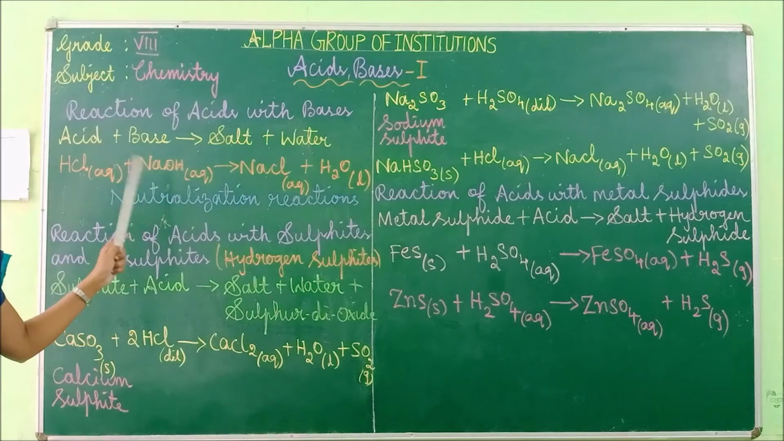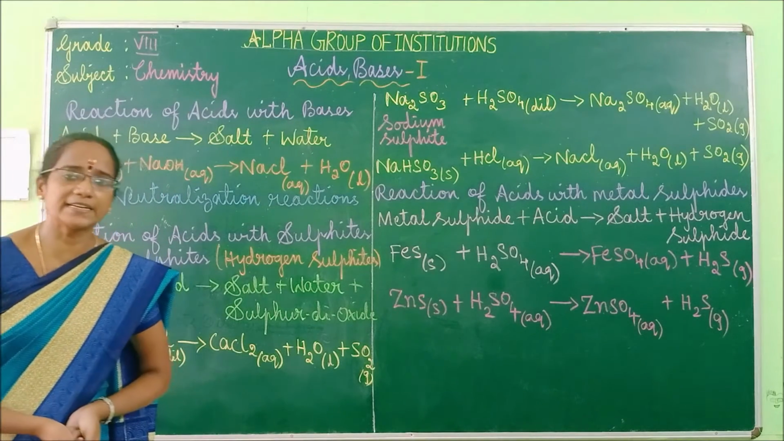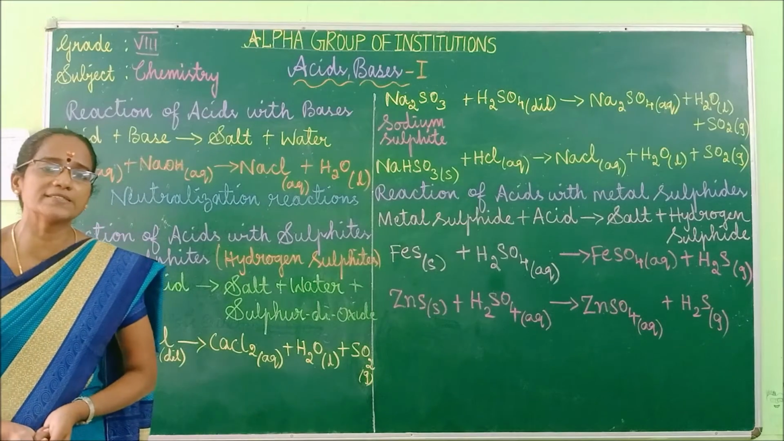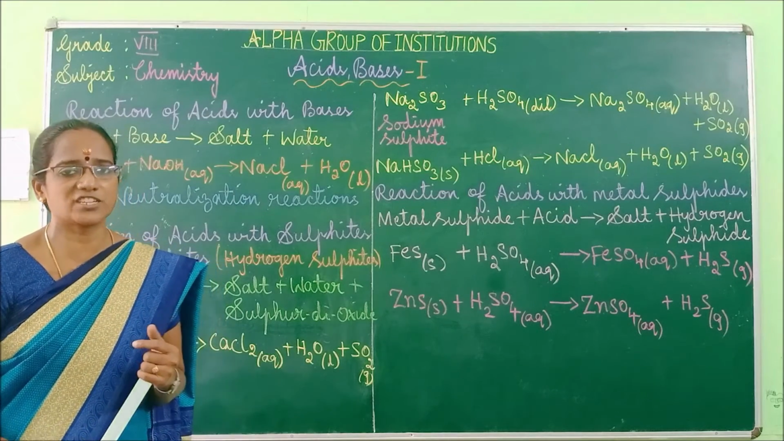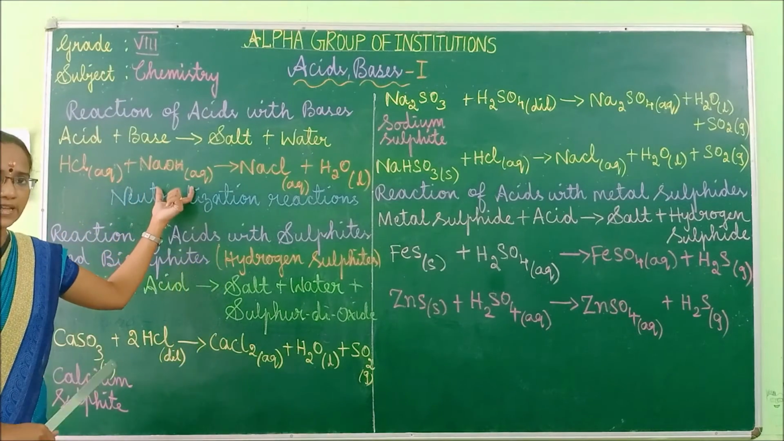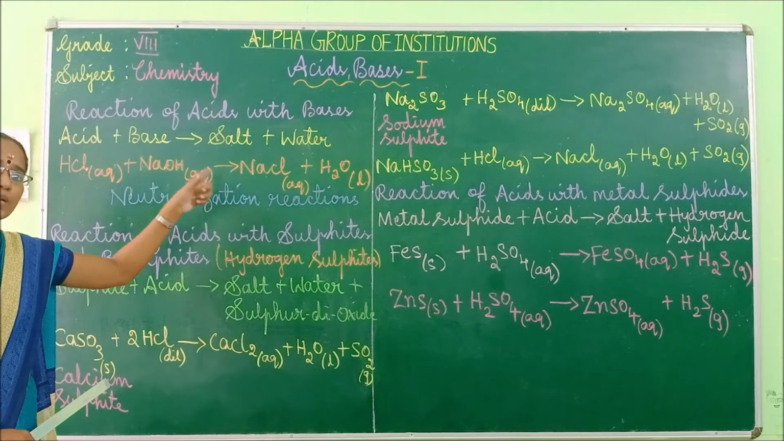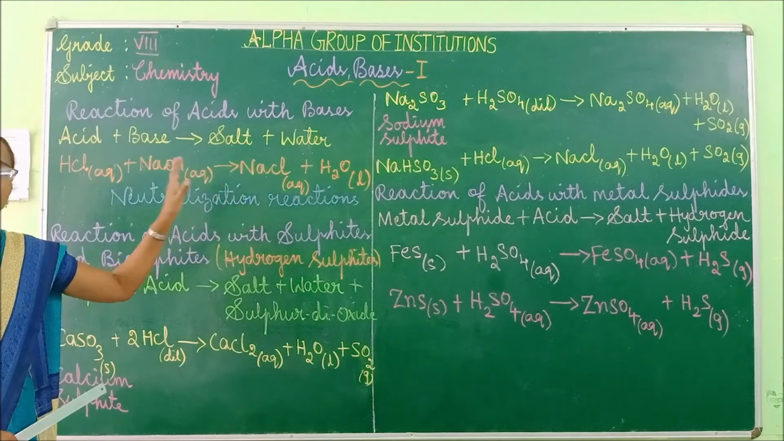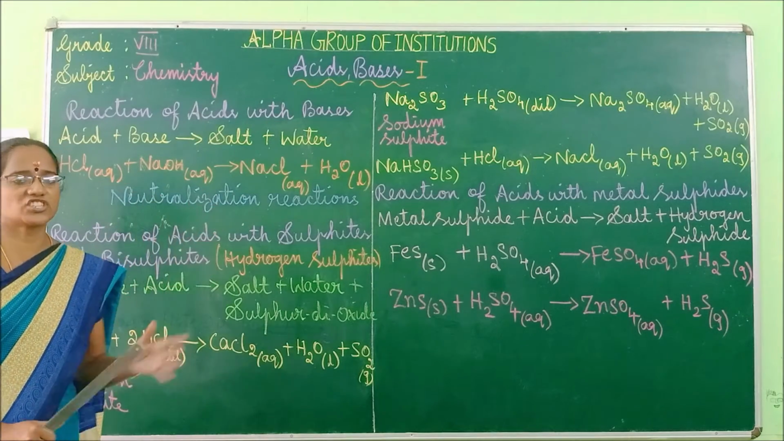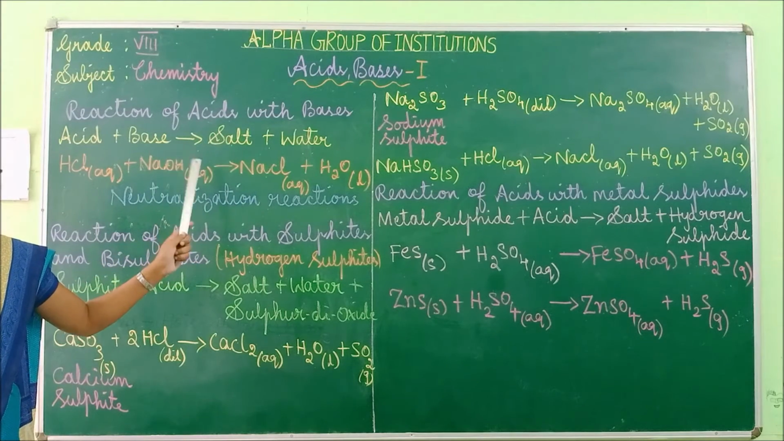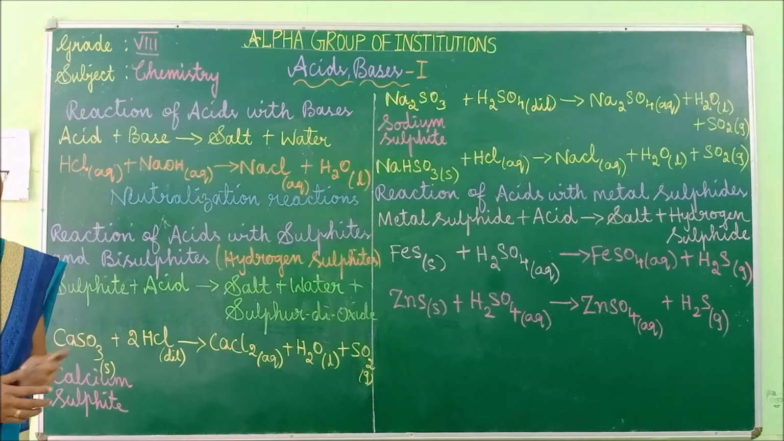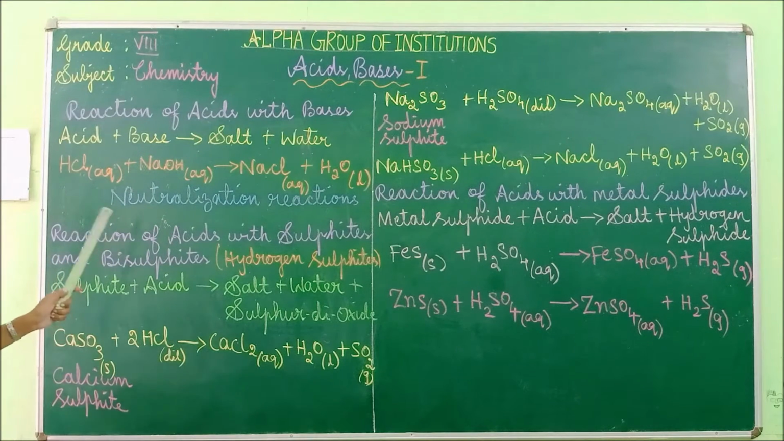So in this reaction, both their acidity as well as basicity will be destroyed. Hence, such reactions are called neutralization reactions. During this reaction, acidity as well as basicity will be destroyed. This reaction is called the neutralization reaction. Next, we can move to the reaction of acids with sulfites and bisulfites.